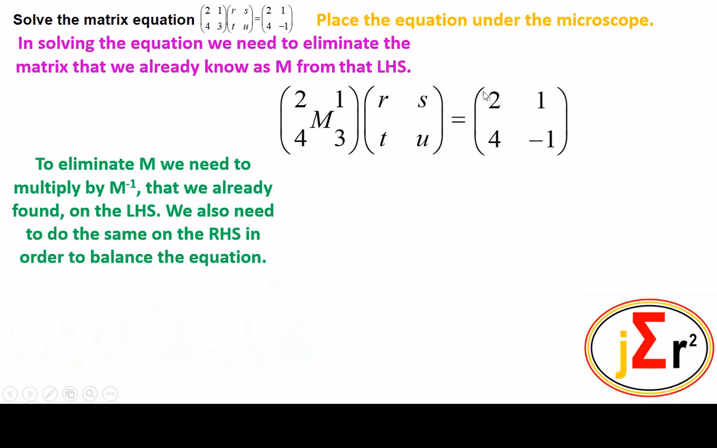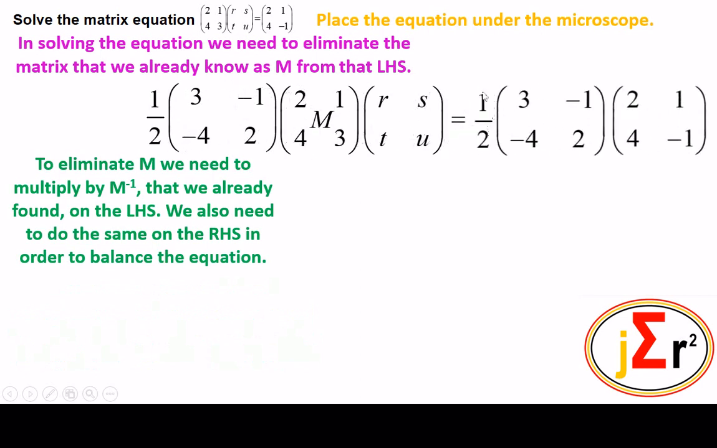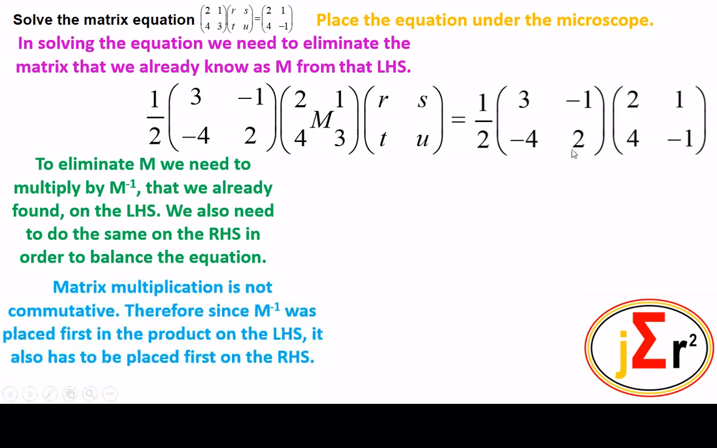And that is why it is necessary for us to shuffle this matrix a little bit over in order to make provision for it to be the first matrix in the product on the right-hand side. Matrix multiplication is not commutative, and that is why we had to do it that way. So we have right here M inverse, and we have it here also.